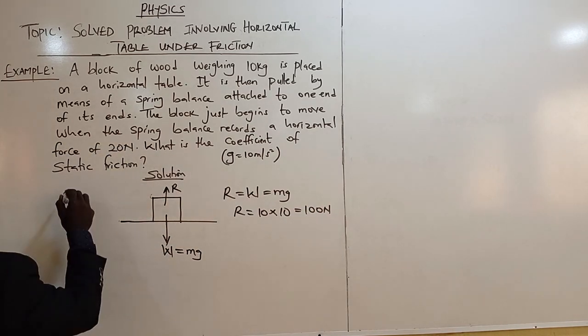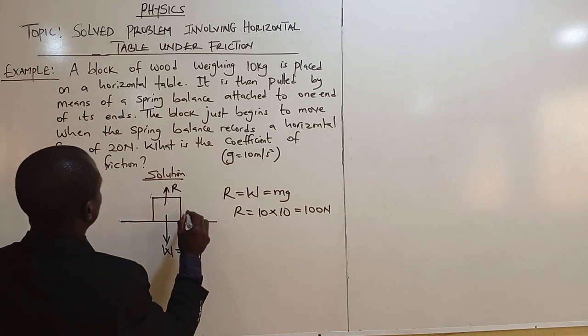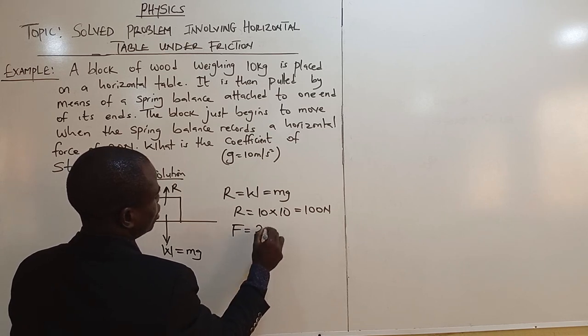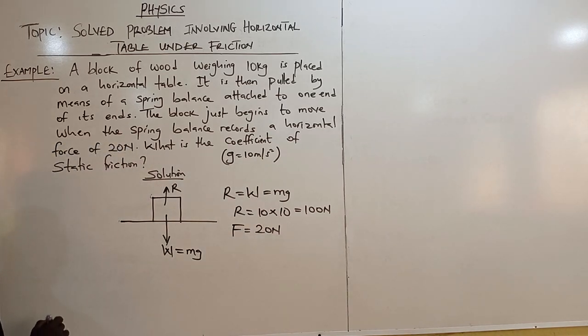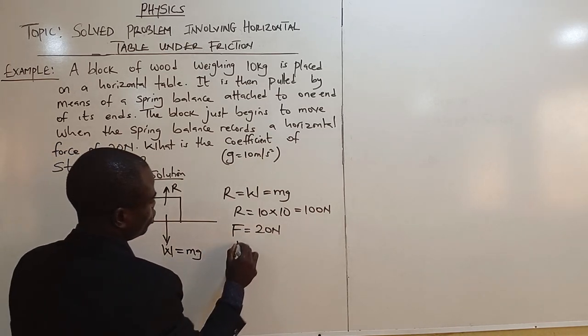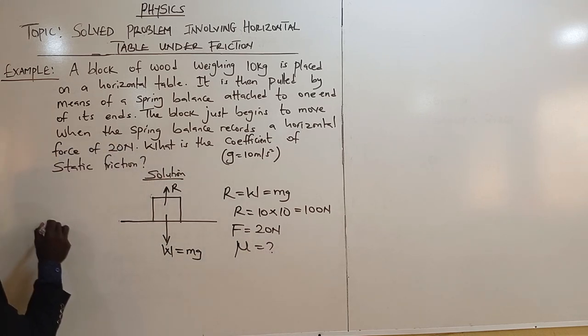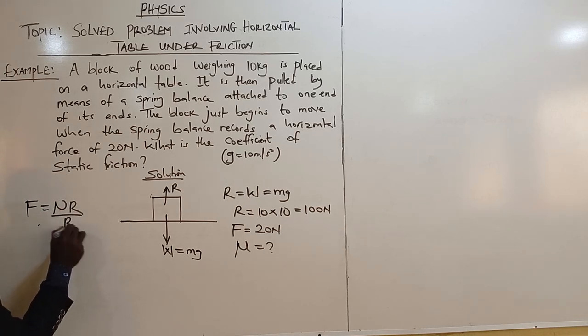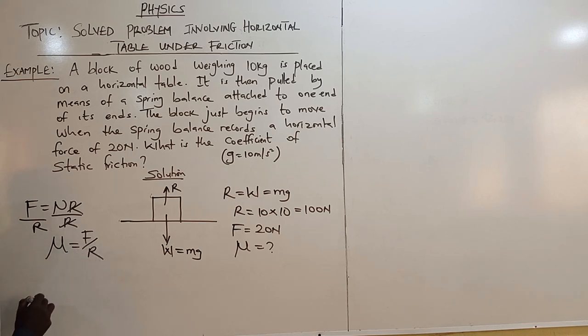And don't forget our friction, the horizontal force, is equal to 20 Newton. And the coefficient of static friction is what we are looking for. The equation that relates them together is force equals mu R. You make mu the subject of the formula: coefficient of static friction, you divide both sides by R, R cancels R. Coefficient of static friction equals force over normal reaction. Is that okay?